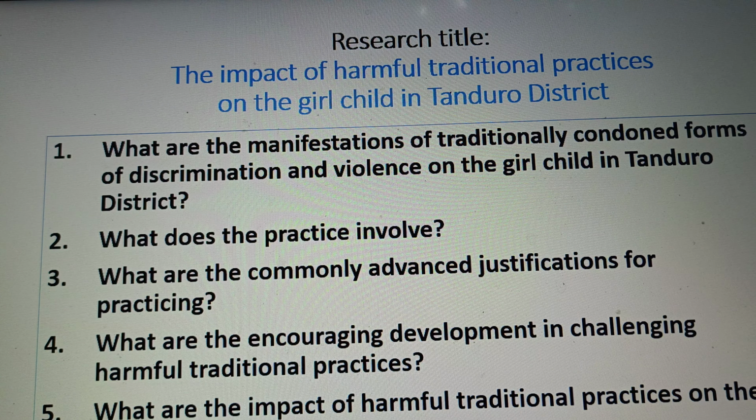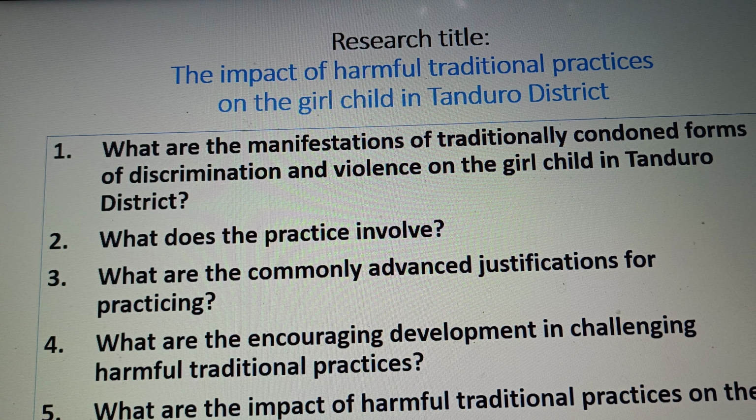Okay, now let us see the basic research questions that the researcher has already written. The first one is, what are the manifestations of traditionally condoned forms of discrimination and violence on the girl child in Tanduro district? Now, the first question is about all the discrimination and violence that is manifested as a result of traditional practices in that specific district. So the researcher wants to study the manifestation of traditional practices.